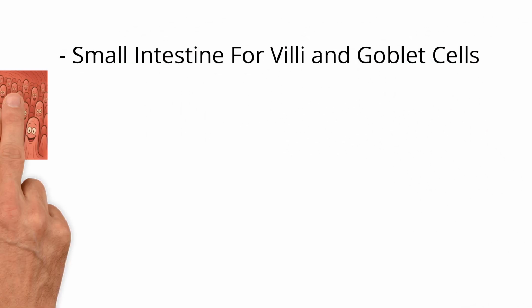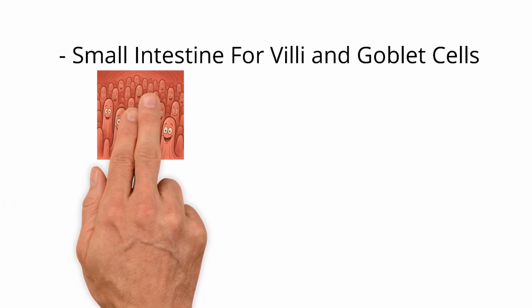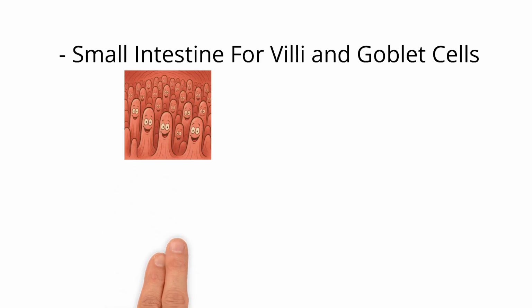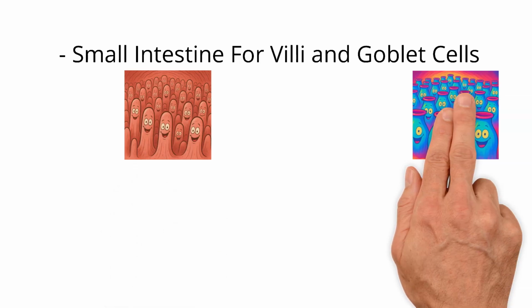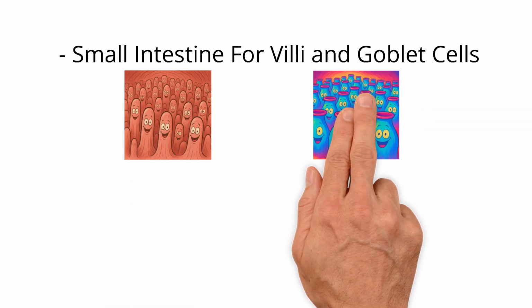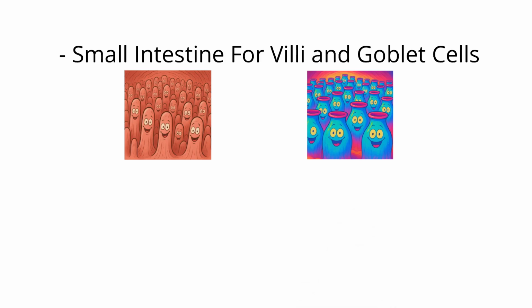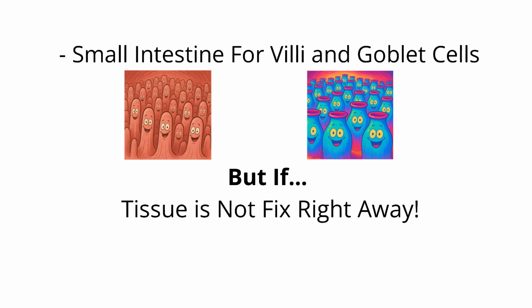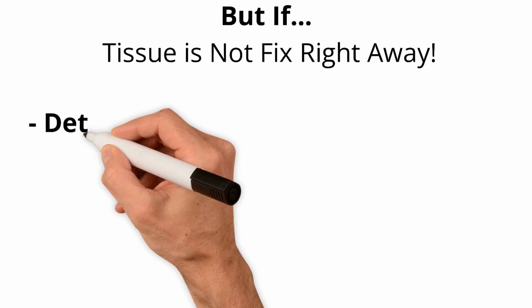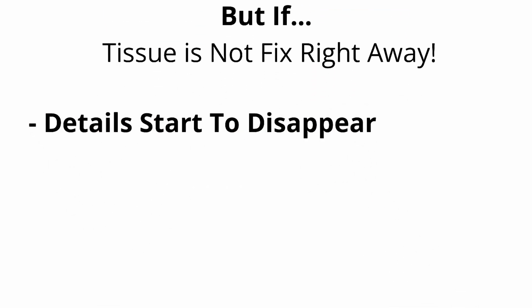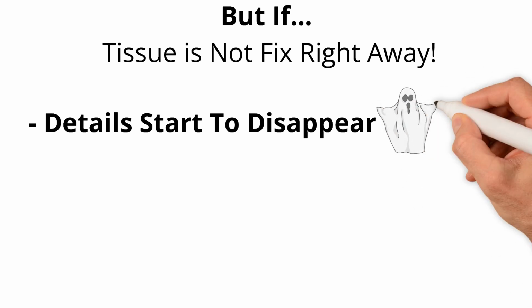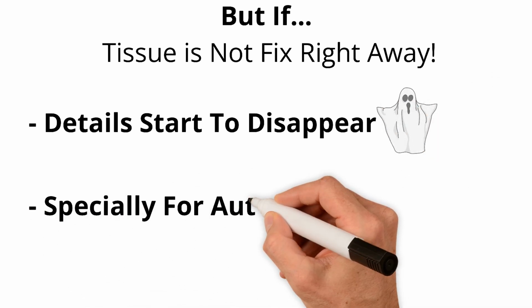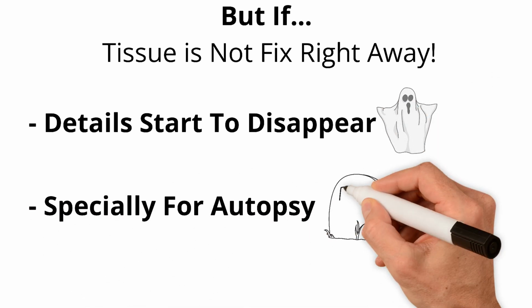For example, a healthy intestinal tissue shows well-defined structures like villi and goblet cells, which are key identifiers. But if the tissue is not fixed right away, these details start to disappear. That makes it harder to identify the tissue or get accurate test results, especially in autopsy samples.